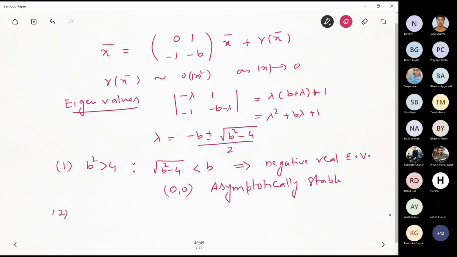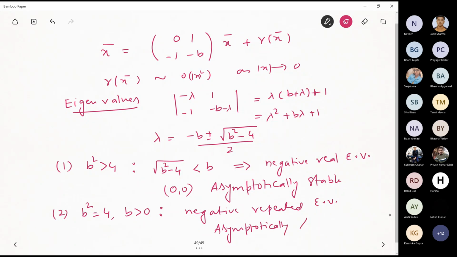So the second case is when b squared is 4 and b is positive. Okay. So when b squared is 4 and b is positive, then lambda is nothing but minus b by 2. So again you have the negative repeated eigenvalue. So even in this case you have the asymptotic stability. So the system is going to be asymptotically stable.